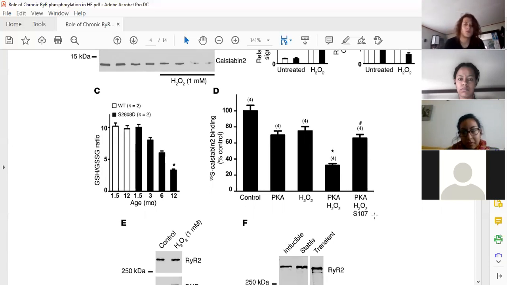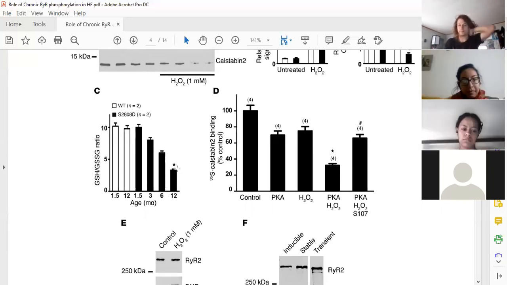I don't know what S107 is. I think it's where you take the phosphorylation sites out, but I'm not sure. I'd have to look that one up. Okay, and then this is just talking about the oxidation ratio, the oxidation rate. So you can see oxidation goes up in these mutant ones.